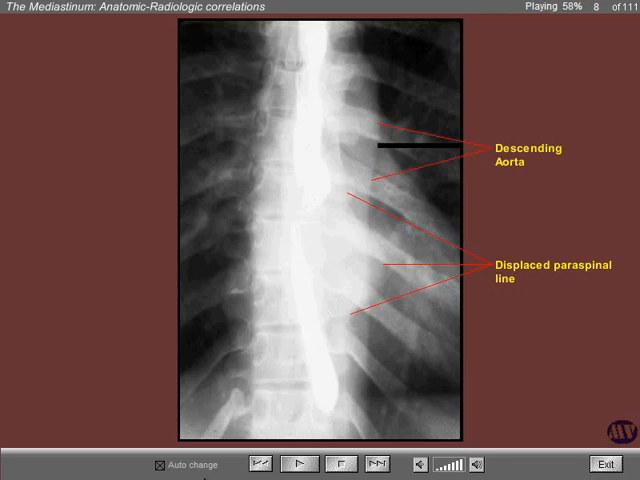The most common tumor in this location is a neurogenic tumor, which can be benign, like a ganglioneuroma or neurilemmoma, or even neurofibromas, or can be malignant, like sympathicoblastomas, or can be a combination of benign and malignant neurogenic tissue. In this patient, there was a neurilemmoma in this location.